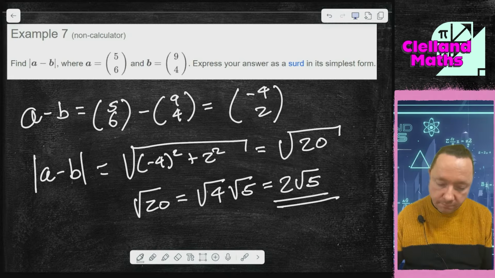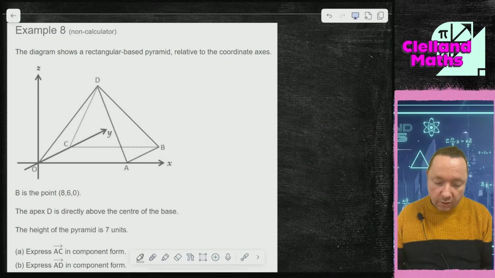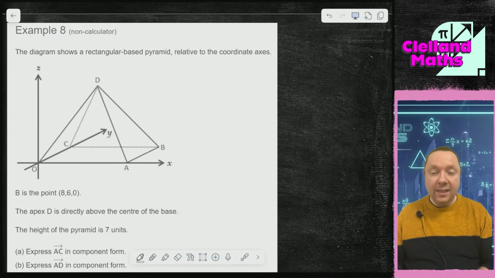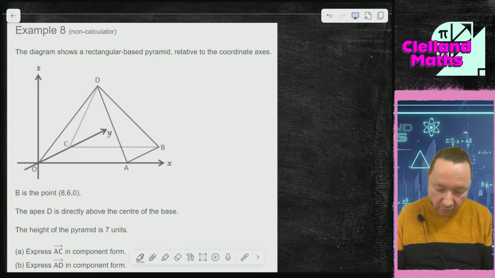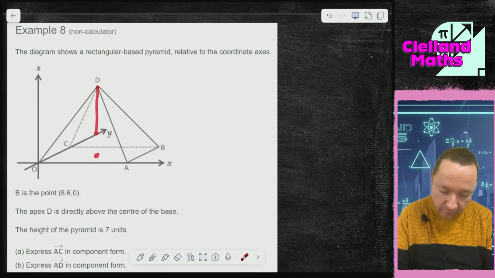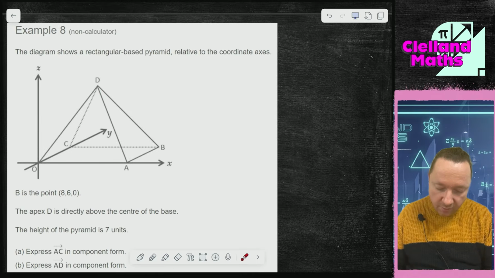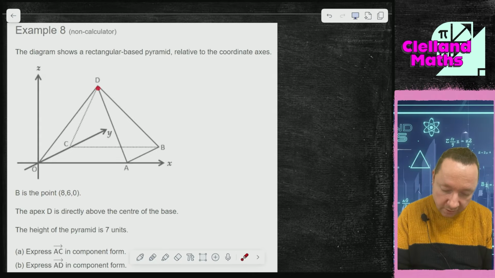Okay, example 8 on vectors, still non-calculator. The diagram shows a rectangular base pyramid relative to the coordinate axes. B is the point 8, 6, 0. The apex D is directly above the center of the base. So imagine that's our center, that's where D is. The height of the pyramid is 7. We could take a note of that then. From here to here is 7. So our height is 7.